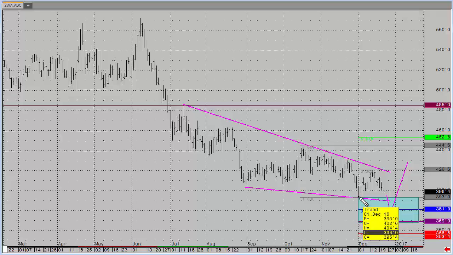So we're very likely going to be in striking distance here of taking out prior lows and heading into new contract lows below 393.